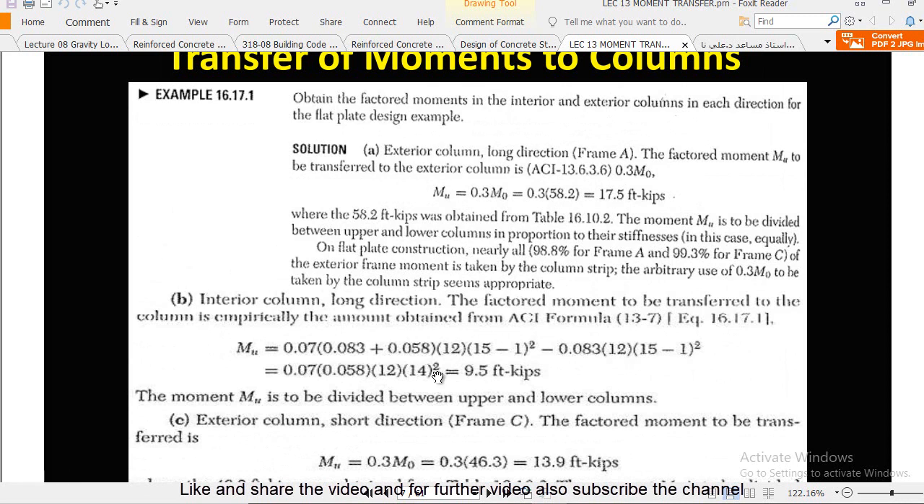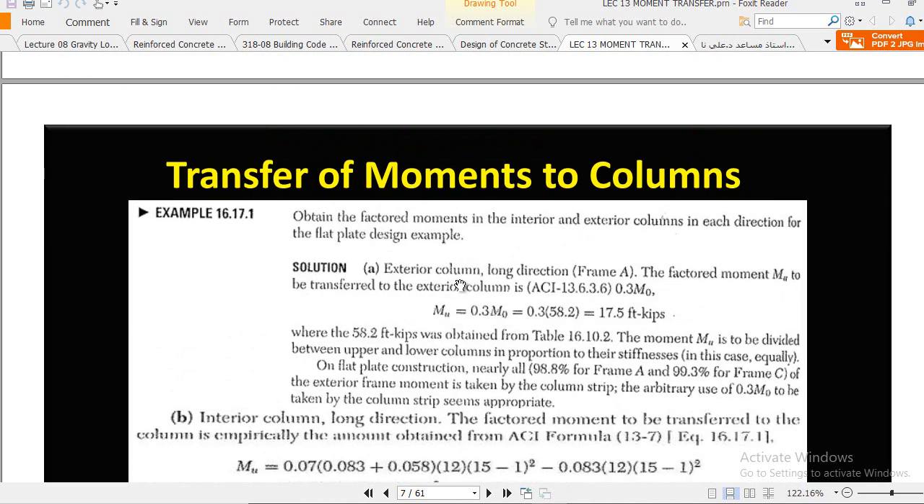Now for the interior we have to use that equation. How to use that equation? You see 0.07, we already know this equation. Now 0.083 is the Q_DU, and this is 0.058. From where we got this? You have to multiply 72 with 1.6 and then divide, you got I think 115, divide that by 2, you got 0.058, because we have to consider half of the Q live load.